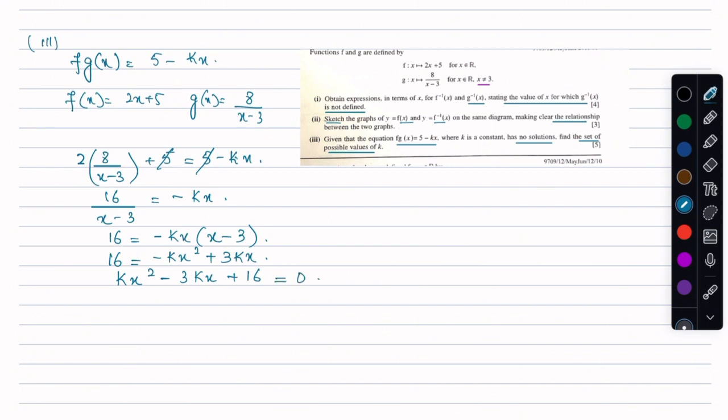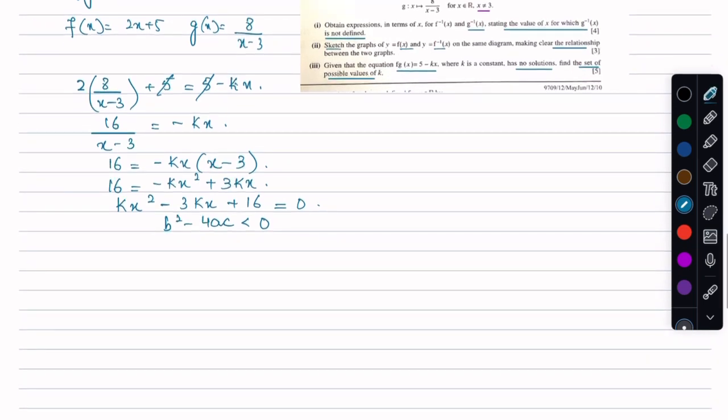Now, if there are no solutions, we know that our discriminant b squared minus 4ac should be less than 0. It has to be negative. Substituting b, which is negative 3k, I'll say it's negative 3k the whole squared minus 4 times a, which is k, and 16, which is my c. It should be less than 0. Or I can say it's 9k squared minus 64k. Because I'm solving for the values of k, let's equate it to 0 and get the k values.